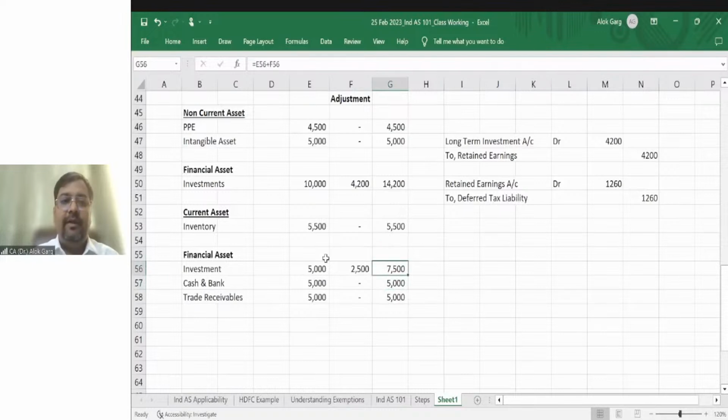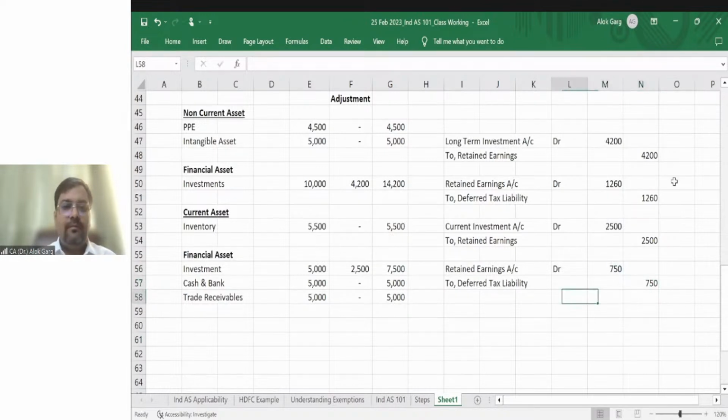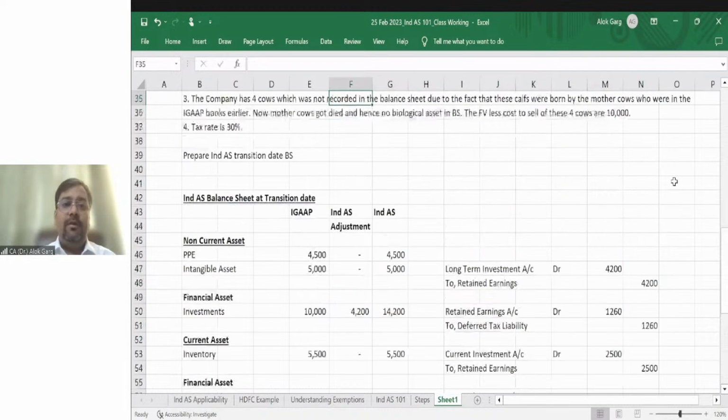Okay. What is the accounting entry for short-term investment? Current investment account debit to retained earnings by how much amount? 2,500. Same entry, retained earnings account debit to deferred tax liability. 30% of 2,500 and 30% of 2,500. Right? Now the third information is given.